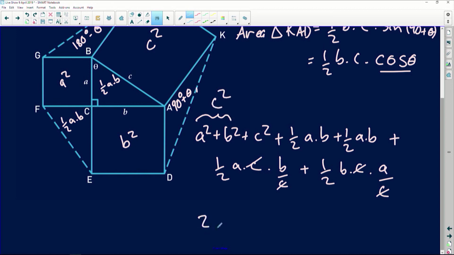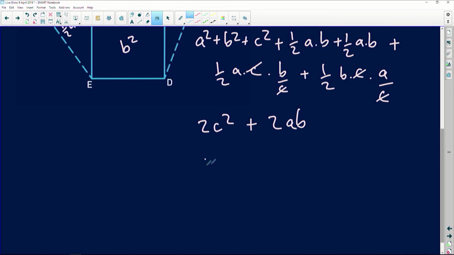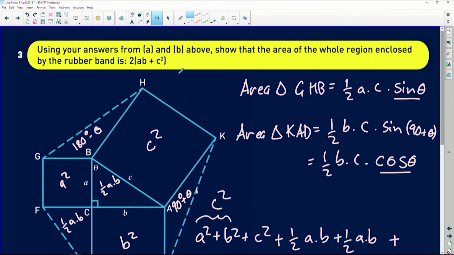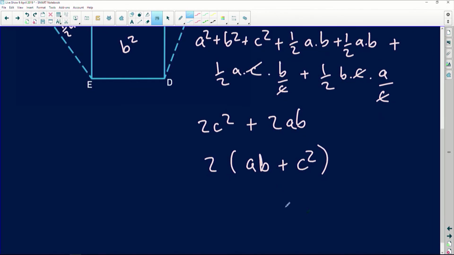So I'm going to have 2c squared plus a half ab, a half ab, a half ab, and another half ab. That's just going to get me another 2ab. So if I factor out a 2, I'm left with 2 times ab plus c squared. And I think that's the answer that we were looking for. There it is over there. Okay, so that's a very nice question.